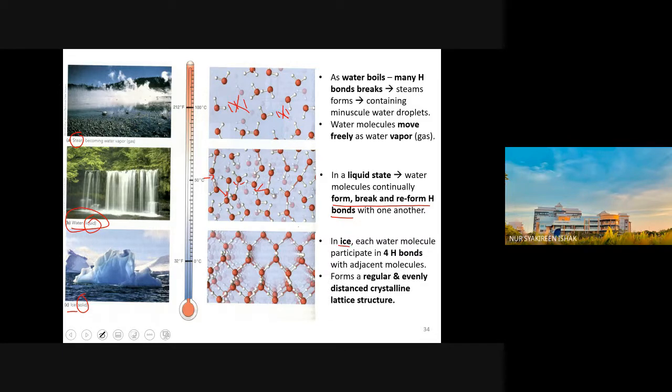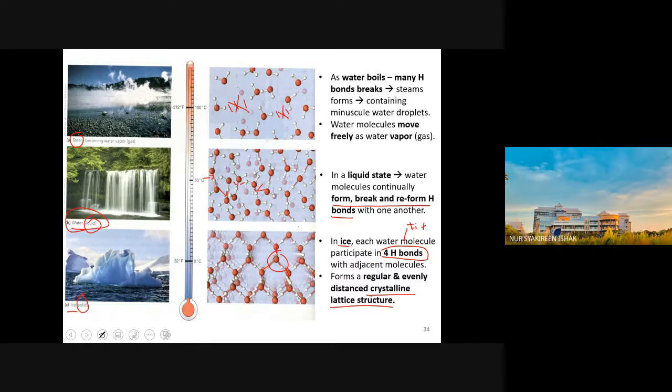And then next, in ice, each water molecule participates in four hydrogen bonds with adjacent water molecules. This one is fixed, remember, fixed. So they will form a regular and evenly distant crystalline lattice structure. Imagine this is one water molecule. It forms four hydrogen bonds with another four water molecules. There is another one in front, because you have to imagine it in 3D. So they form a crystal structure.